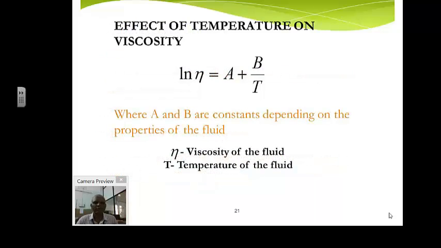Now, the effect of temperature on viscosity. We know that for liquid lubricants the viscosity reduces with temperature. One relationship is given by log to the base e of eta equals A plus B by T, where A and B are constants depending on the properties of the fluid. These are determined based on a number of experimental data for that particular lubricant. Eta is the viscosity of the fluid.